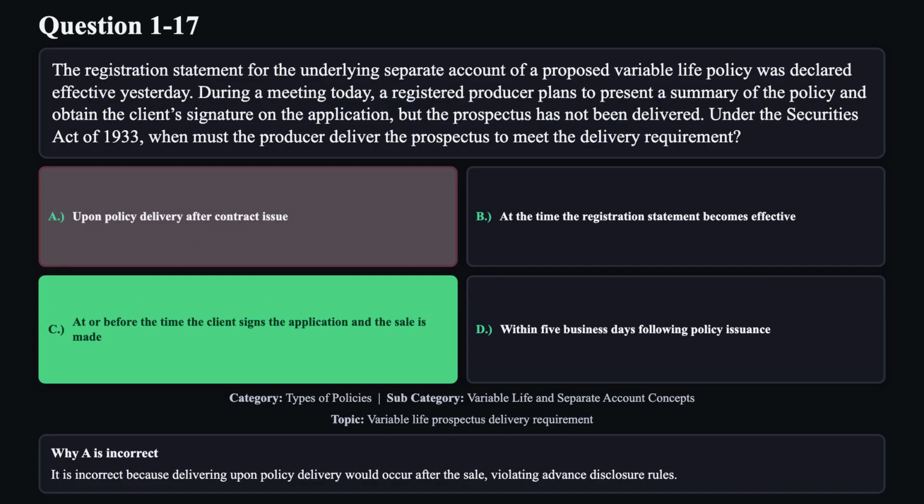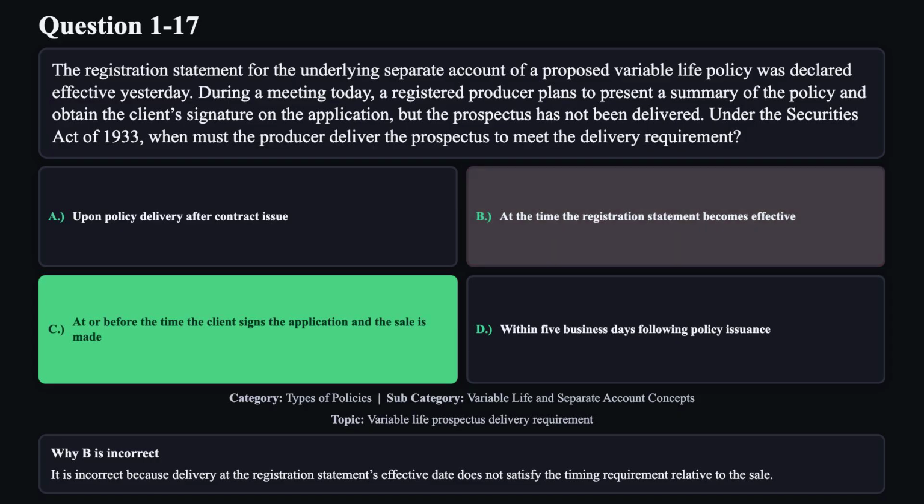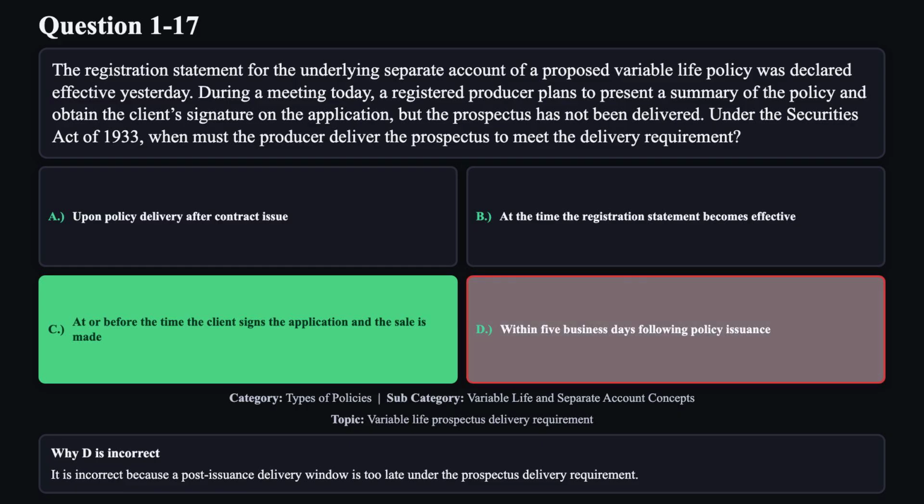Reason A is not correct. It is incorrect because delivering upon policy delivery would occur after the sale, violating advanced disclosure rules. Reason B is not correct. It is incorrect because delivery at the registration statement's effective date does not satisfy the timing requirement relative to the sale. Reason D is not correct. It is incorrect because a post-issuance delivery window is too late under the prospectus delivery requirement.